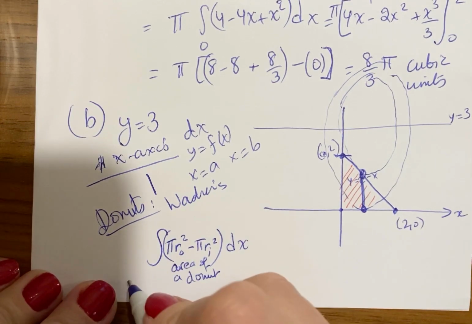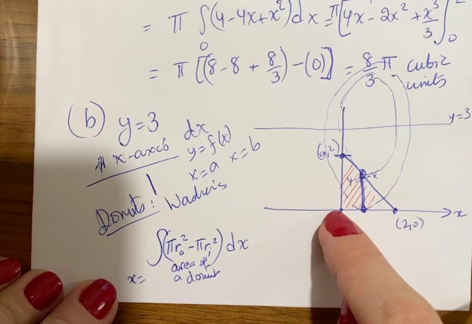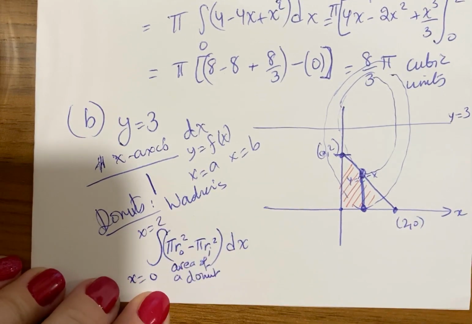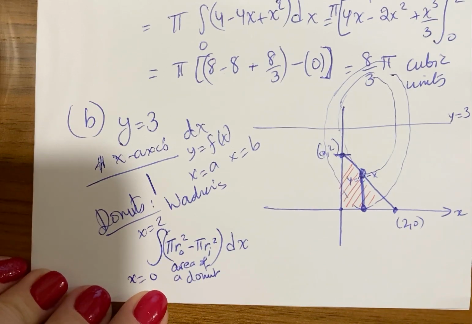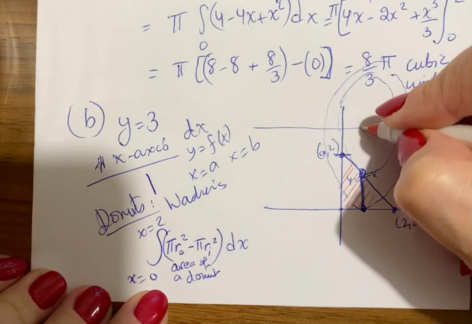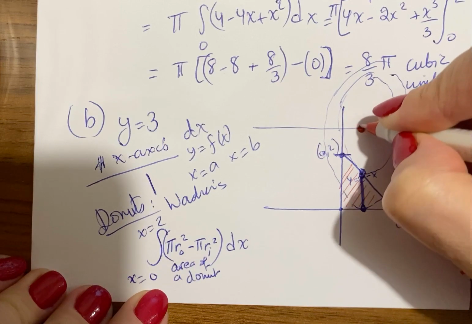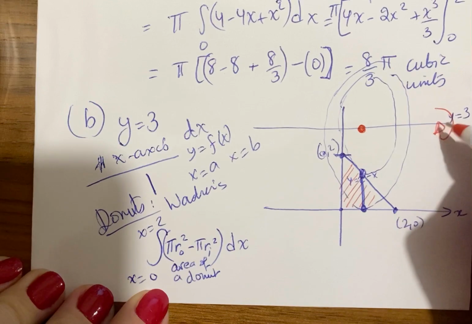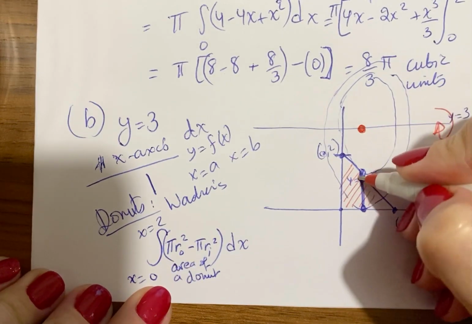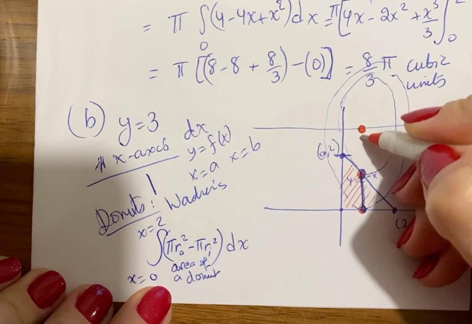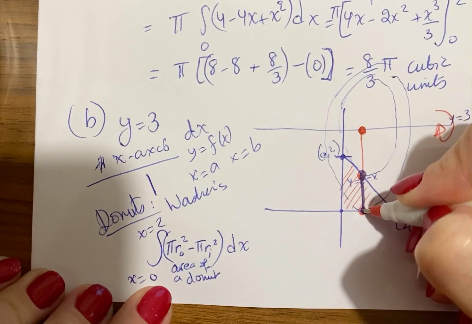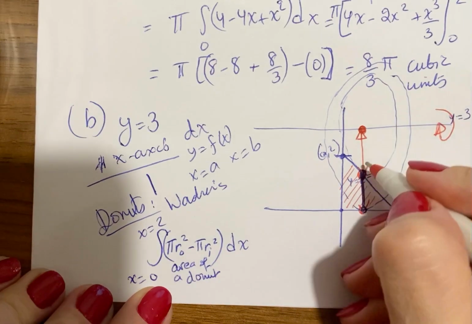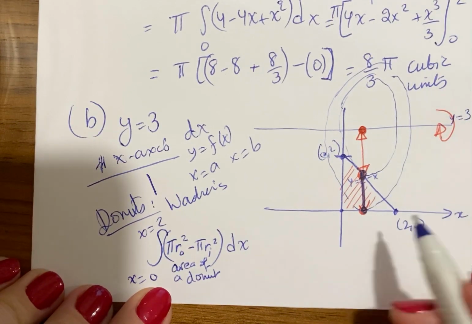From where to where are these donuts going to happen? From 0 to 2, from x equals 0 to x equals 2. The idea now is to find the outer radius and the inner radius. As I told you in the explanation, to get radii, you always start from the line of revolution, to the vertical segment that you drew. You start from the line of revolution to the outside, this is your outer radius, to the inside, this is your inner radius. So what is the outer radius?